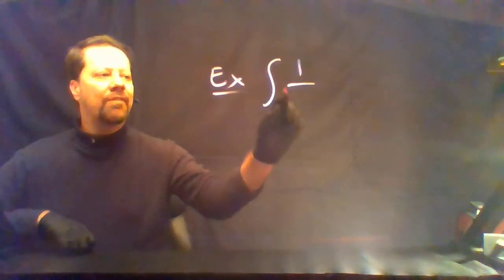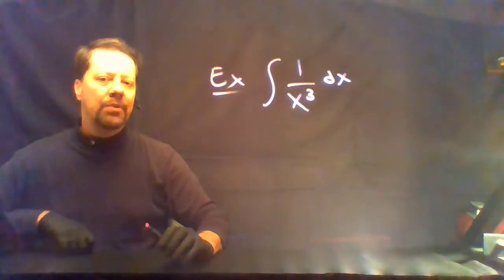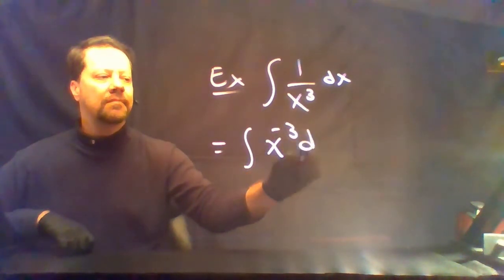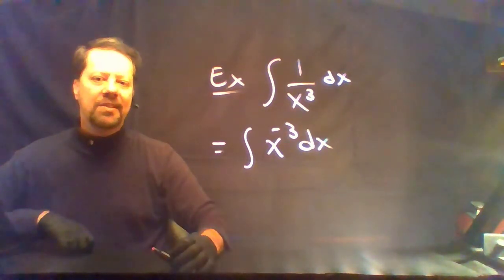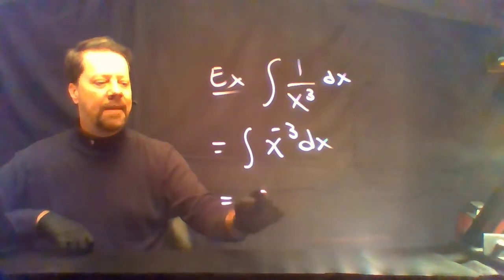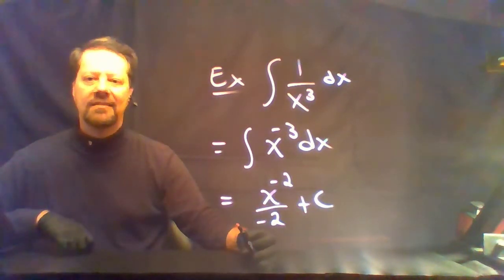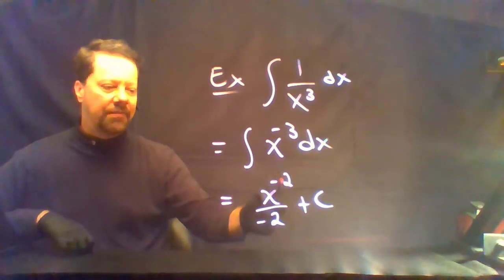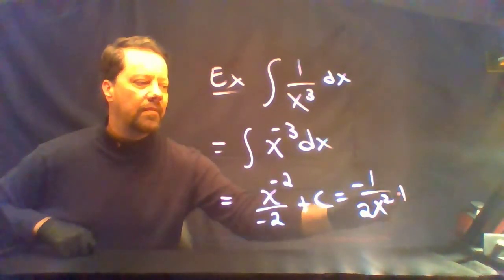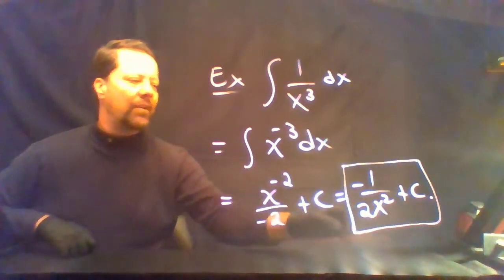Suppose I'm integrating 1 over x cubed. You cannot apply the power rule directly until you move the x cubed into the numerator. Once you've expressed the integrand in this form, the integrand is the thing you're integrating, you may apply the power rule. Adding 1 to -3, we get -2. We divide by that new exponent. Simplifying, our answer is -1 over 2x squared plus c.